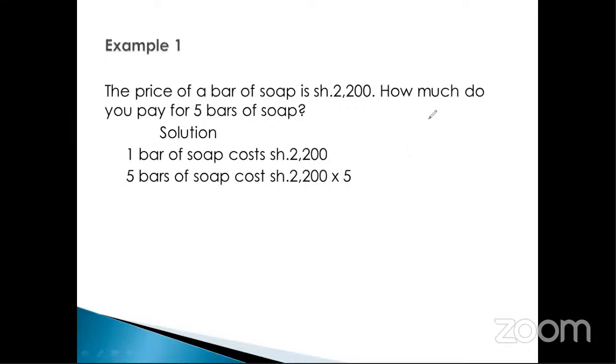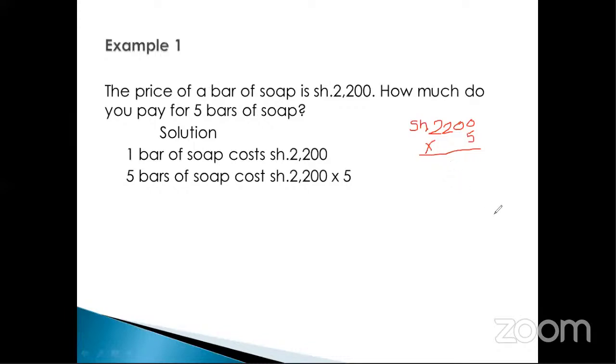So you can go on your side work and multiply properly. Try to arrange here your 2,200 properly times 5. Are you getting that? Try to arrange here your 2,200 times 5 like this.